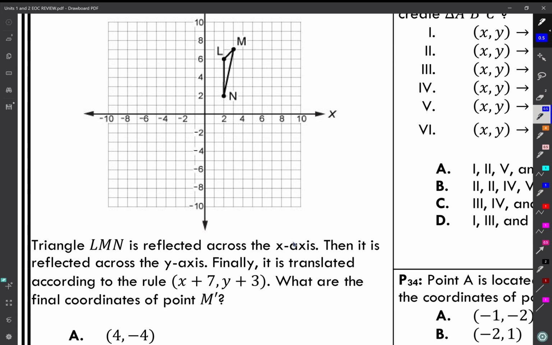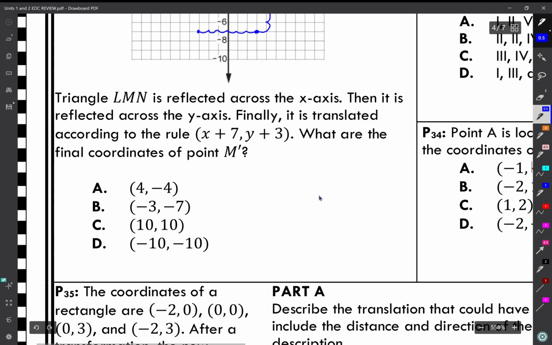I'm reflecting M across the x-axis first, so I'm right here now. Okay, then I am reflecting across the y, so now I'm right here. And then finally I'm going to the right 7 and up 3. 1, 2, 3, 4, 5, 6, 7. 1, 2, 3. So now M prime is at 4, negative 4. So A.